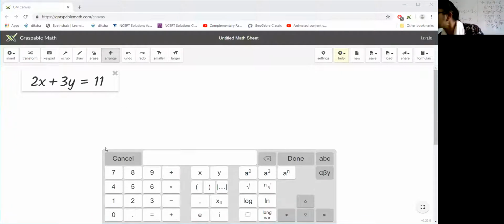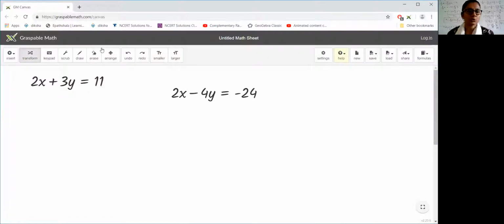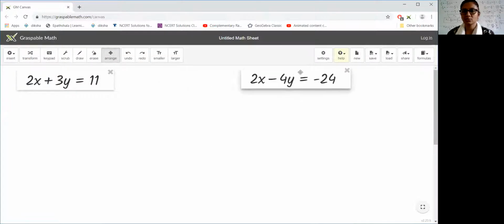Okay, so the first equation I have taken already. Now the second equation that I have is 2x minus 4y, that's going to be equal to negative 20. For those who are doing, you can still continue doing it. Only in case you want to see it on the Graspable Math, please keep looking at this also. So I'll just have this one arranged on two different sides. So these are the two equations that I'm going to solve using the substitution method.